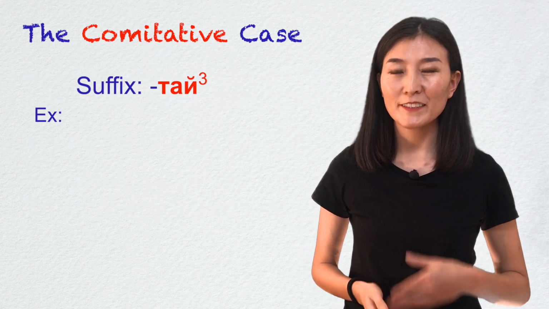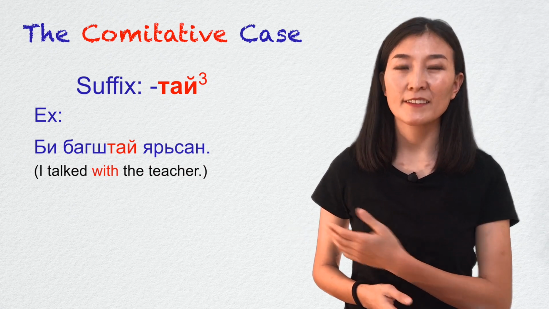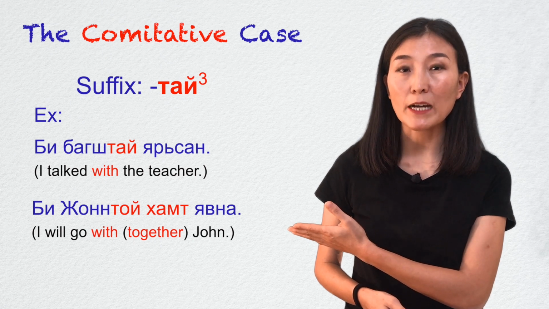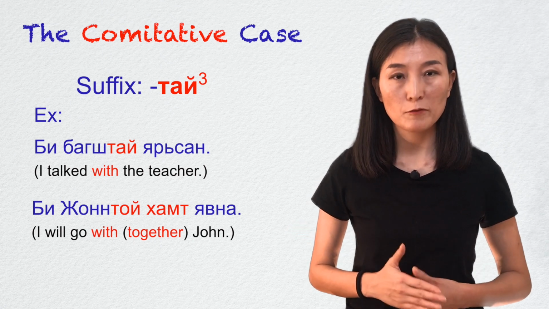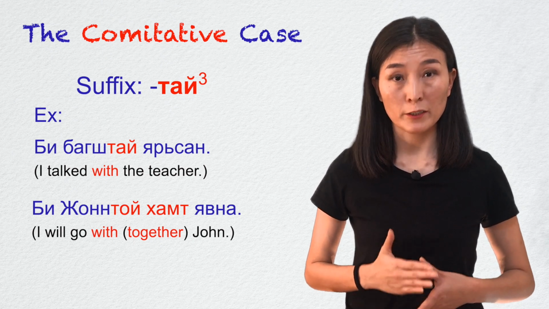For example, би багштай ярьсан. Би Johnтэй хамт явна. Now we'll go to the slides for vowel harmony rules and personal pronouns in the comitative case.